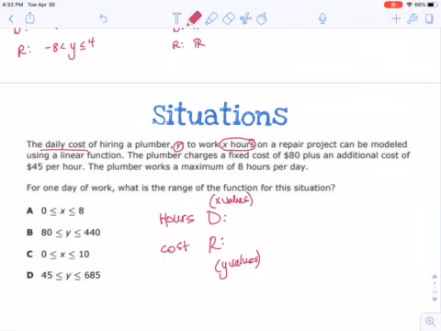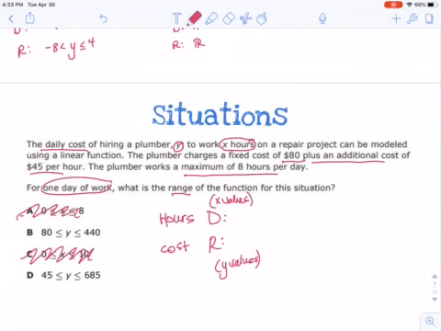Okay, so the plumber charges a fixed cost of $80 plus an additional cost of $45 per hour. The plumber works a maximum of 8 hours per day. For 1 day of work, what is the range of the function for the situation? Okay, so we're wanting the range. First of all, just that alone, I can look at my answer choices and get rid of A because that says X and C because it says X. So now I'm just basing it off of B and D. I need to decide which one has the correct minimum number here and which one has the correct maximum number. Well, it says that he works a maximum of 8 hours a day.